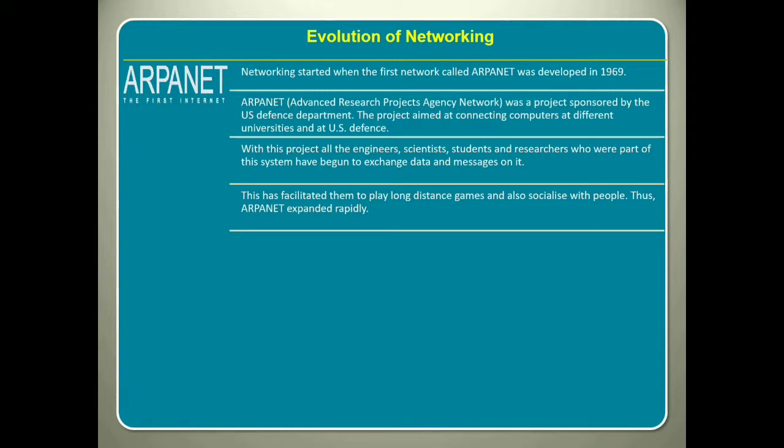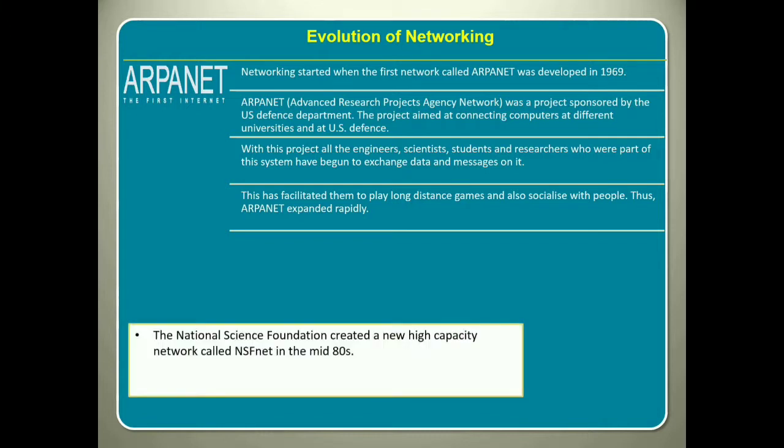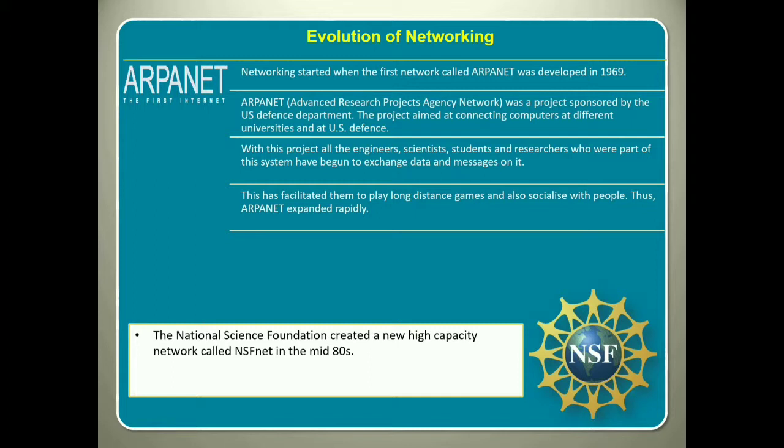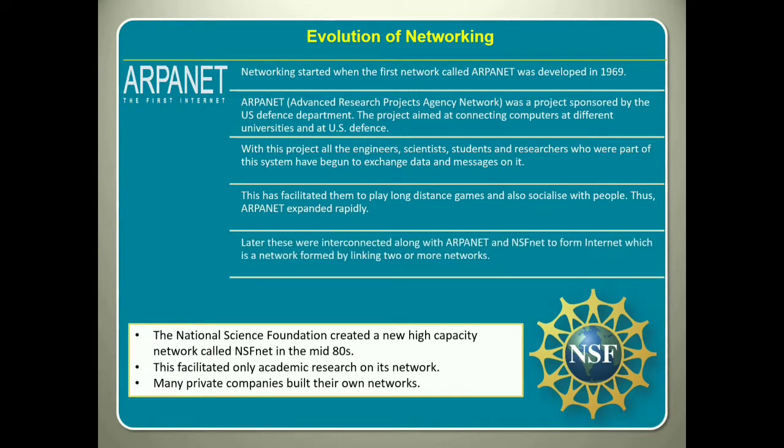Thus, ARPANET expanded rapidly. However, the National Science Foundation created a new high-capacity network called NSF-NET in the mid-80s. This facilitated only academic research on its network. Hence, many private companies built their own networks. Later, these were interconnected along with ARPANET and NSF-NET to form Internet, which is a network formed by linking two or more networks.